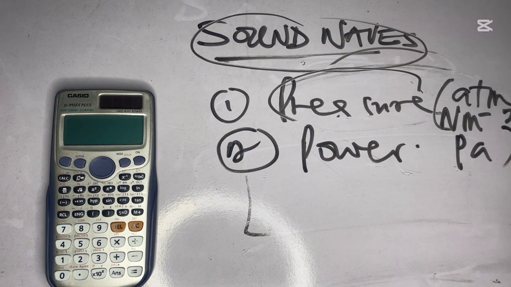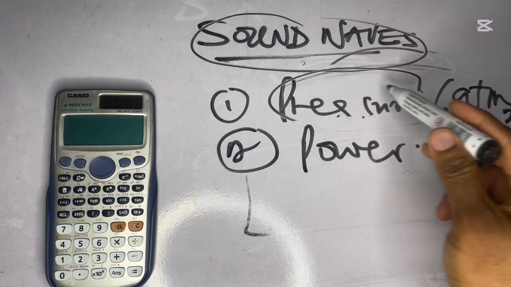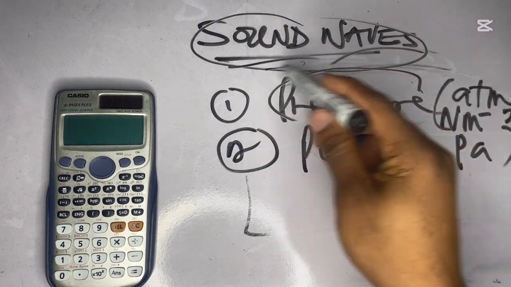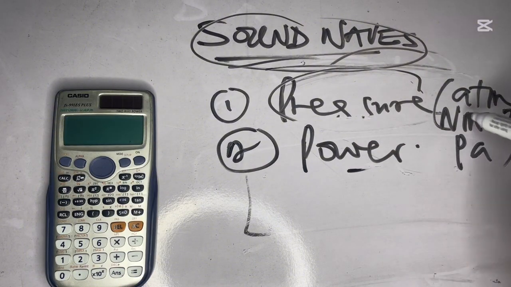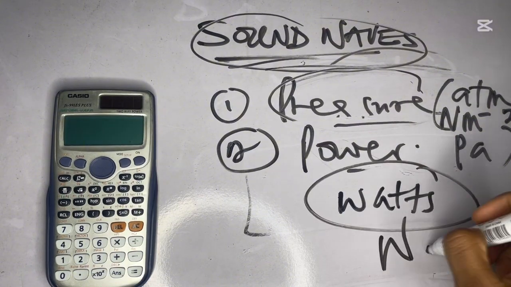These are three different units that can be used in measuring the pressure of a particular medium where the sound is traveling. Then power, like I say, is the energy transported per second by the sound wave. The energy that pushes the sound wave through that medium is known as power. It's not the force. The force that is exerted on the medium is pressure. Power is measured in watts, or capital letter W.